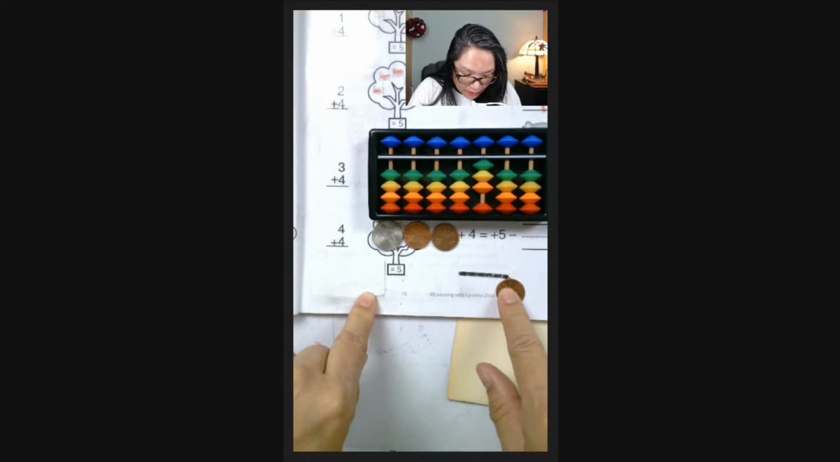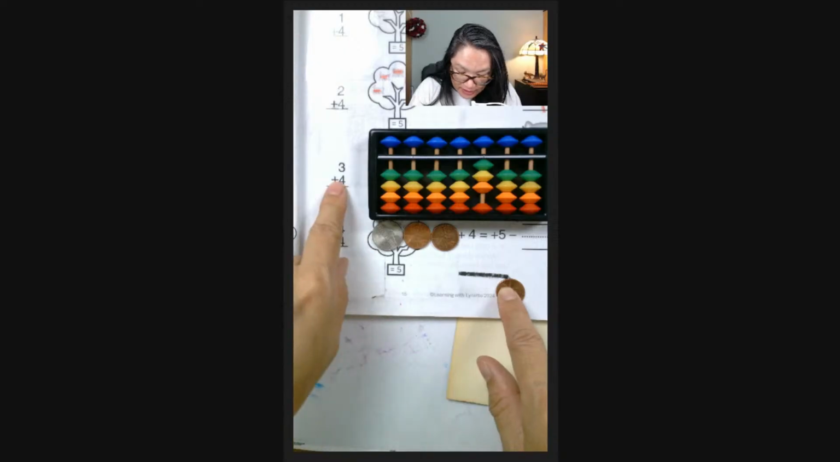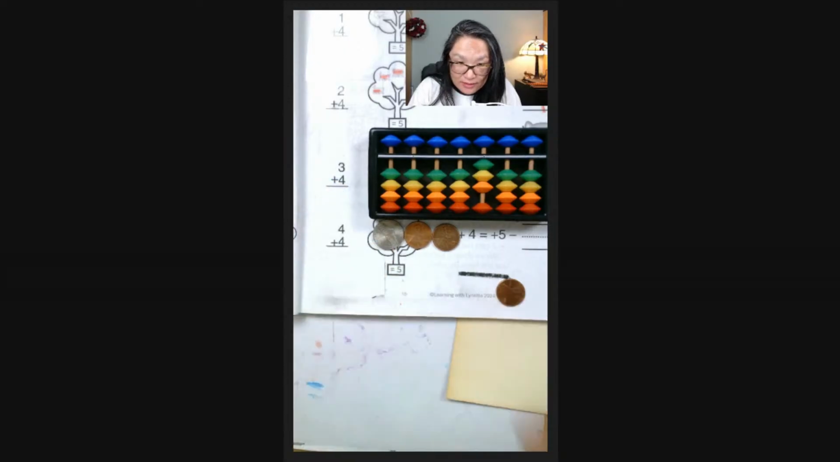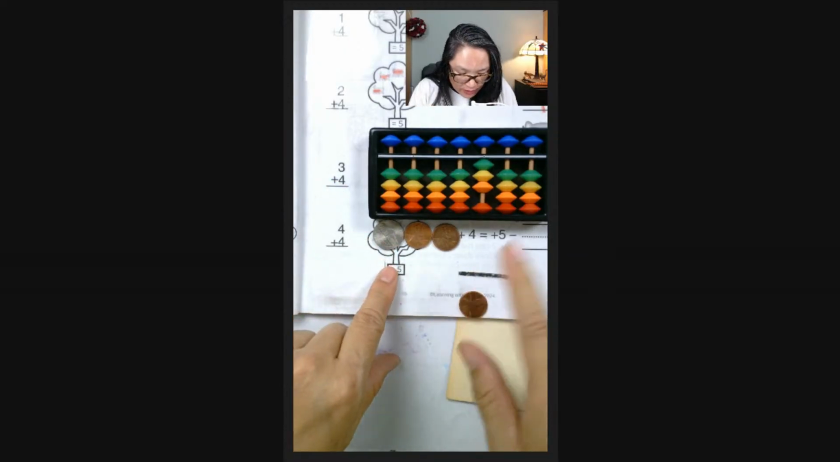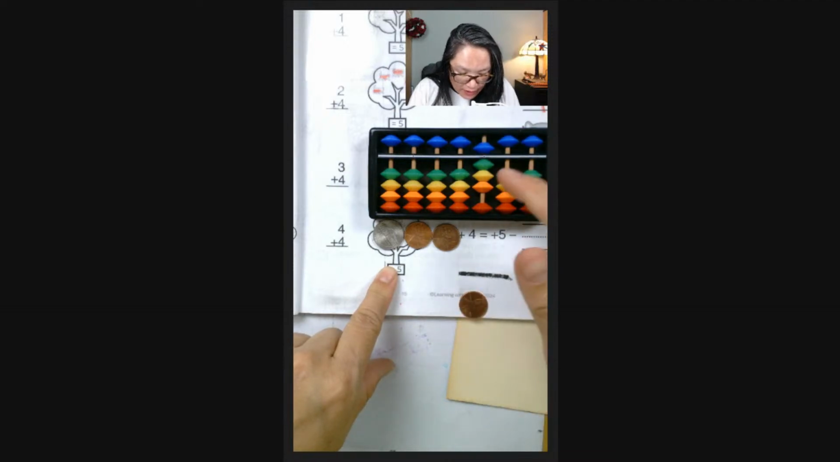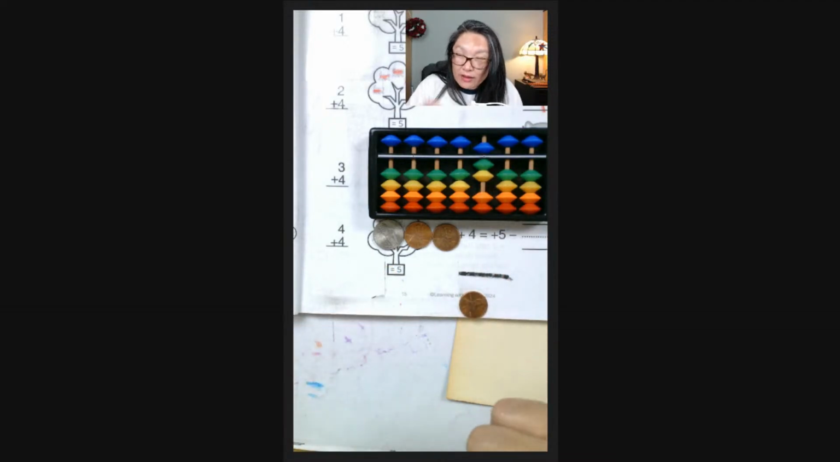So I'm going to take away the 1. Does that make sense? Because I'm adding 4, I have 5 cents. It's enough. So all I have to do is take away the 1. So I'm going to add the 5 and take away the 1. So my final answer is 7.